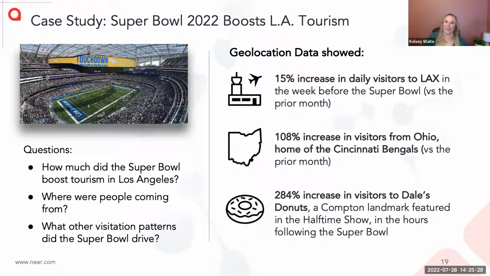And we saw, this is the most fun fact of all, which is why I saved it for last, because I love donuts. And there was a 284% increase in visitors to Dale's Donuts, which is a Compton landmark, which was featured in the halftime show.